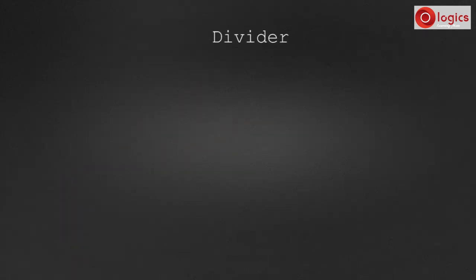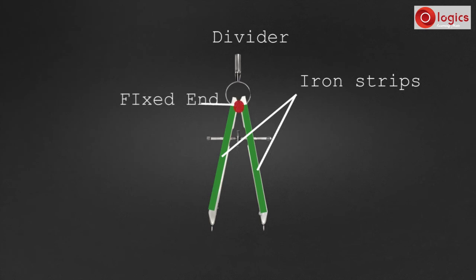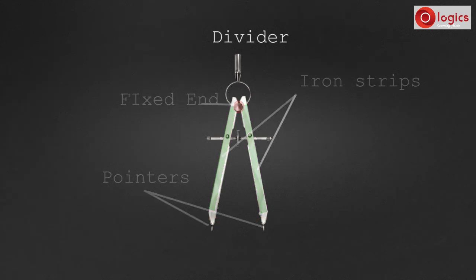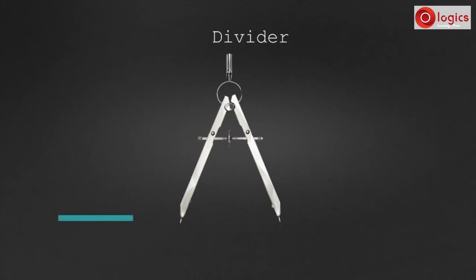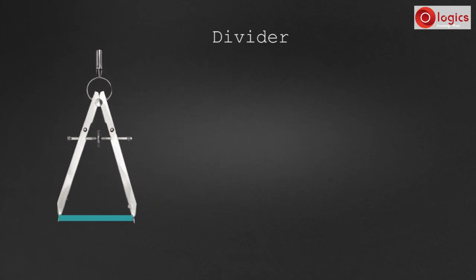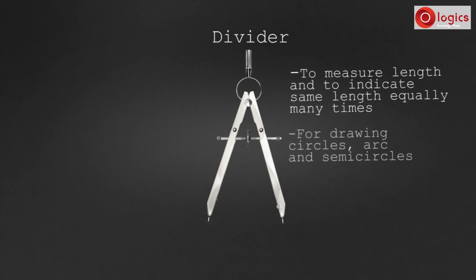Let's learn about divider. This is a divider. A divider is made up of a pair of iron strips of equal length and are fixed at one end. There are pointed pieces of steel at the open end of the iron strips. The length between the pointers can be adjusted by rotating this screw. A divider is used to measure length and to indicate that same length many times. It is also used for drawing circles, arcs, and semicircles.